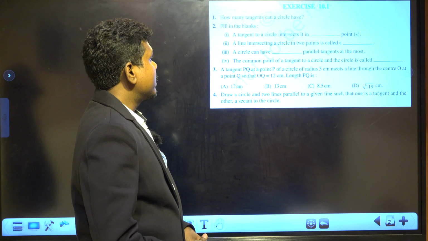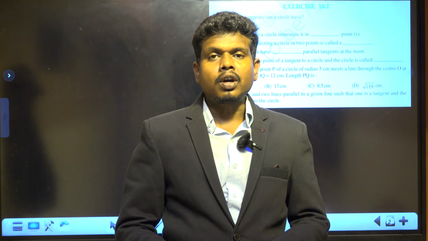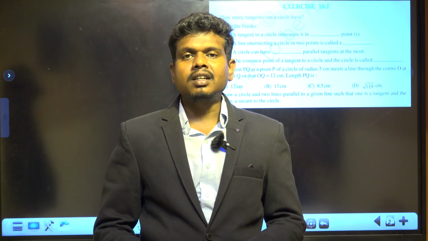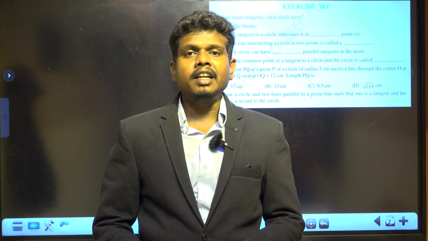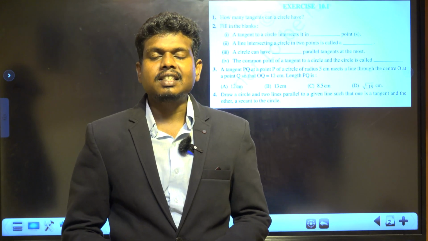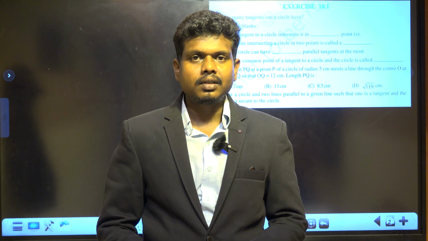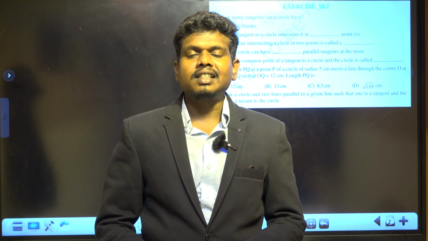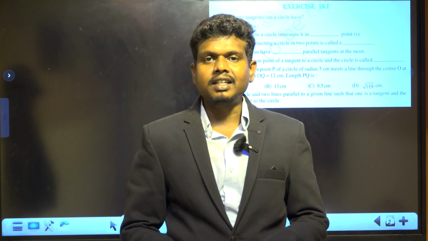A line intersecting a circle in 2 points is called dash. Talking about a tangent, it touches the circle at 1 point. If a line intersects a circle at 2 points, it is called a secant. A secant is a line which intersects or cuts a circle at 2 points. What about a chord? A chord is a line segment which joins two points of a circle.